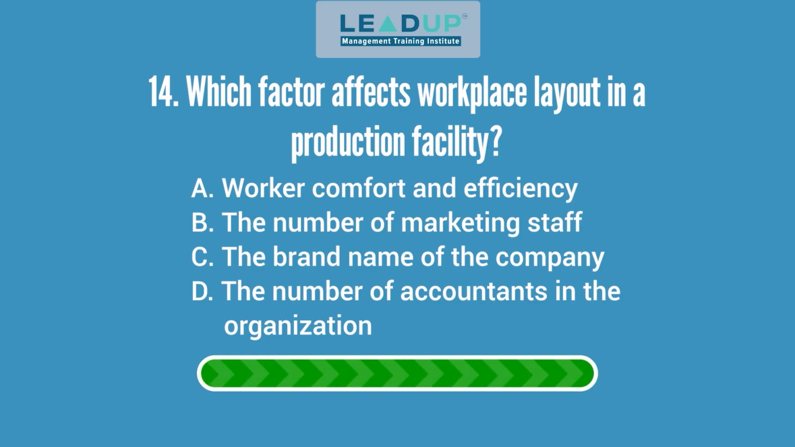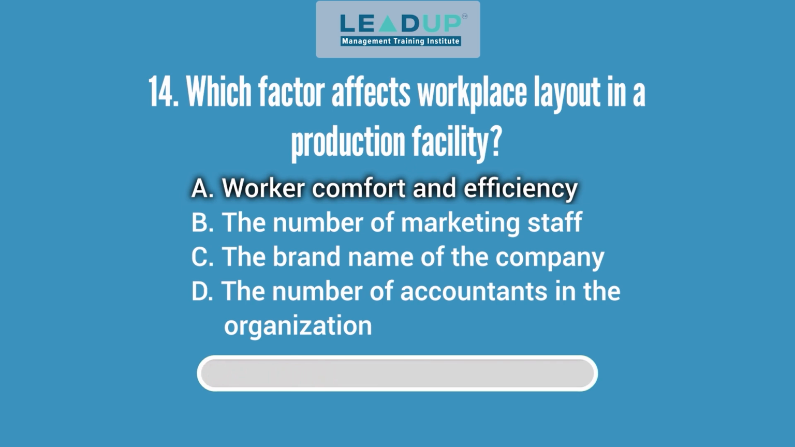Question 14. Which factor affects workplace layout in a production facility? A. Worker comfort and efficiency. B. The number of marketing staff. C. The brand name of the company. And D. The number of accountants in the organization. The answer is worker comfort and efficiency.